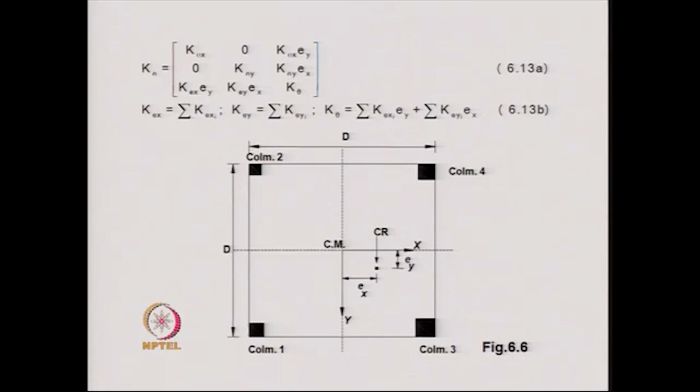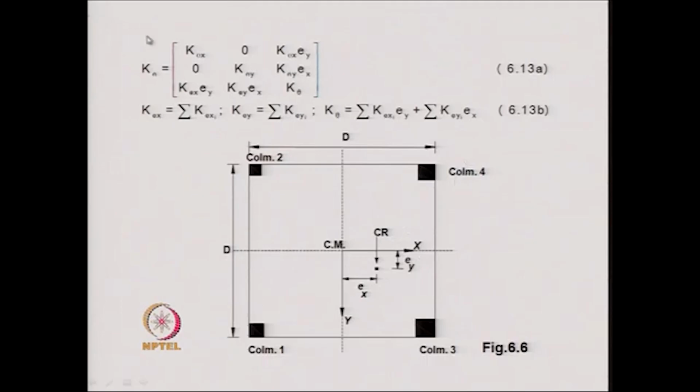Say this is a frame in which you have got 4 columns. This is a one story frame. The center of mass is at the center. The columns 1, 2, 3 and 4 have varying dimensions. As a result of that, the center of resistance is such that there is a two-way eccentricity, Ex and Ey. The y and x directions are this.